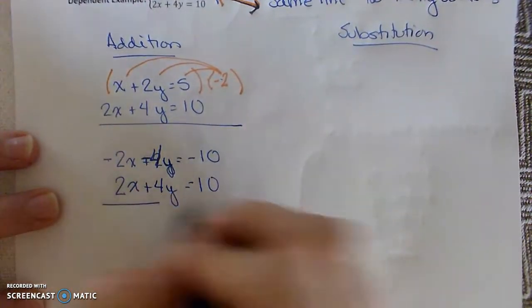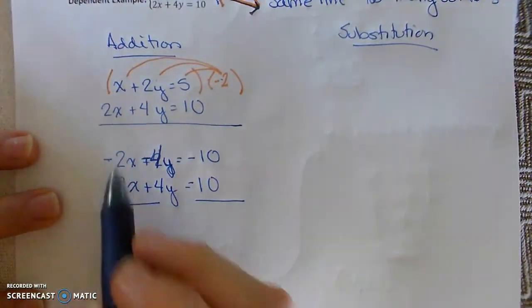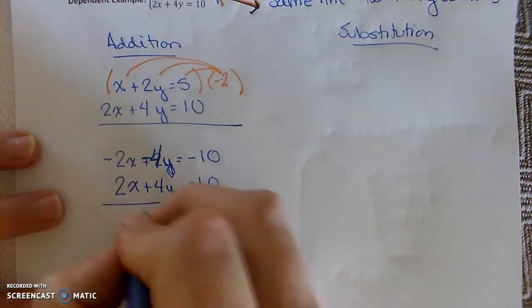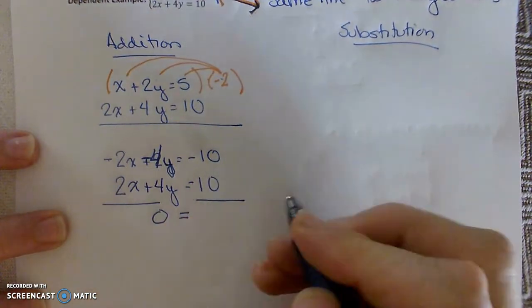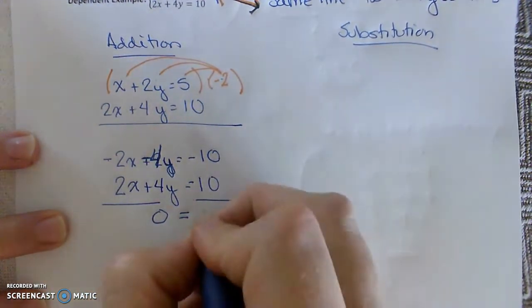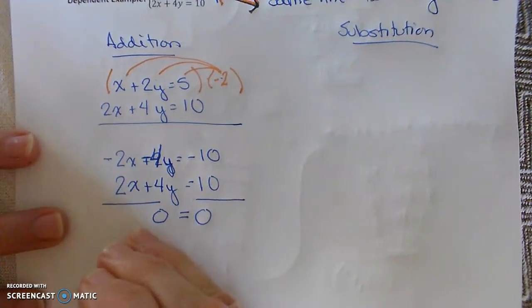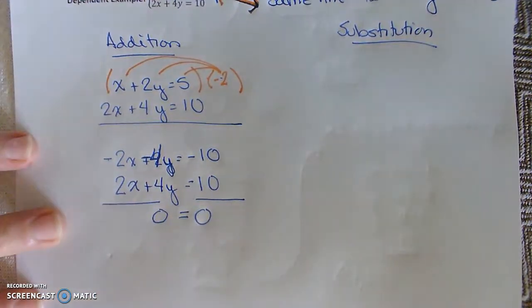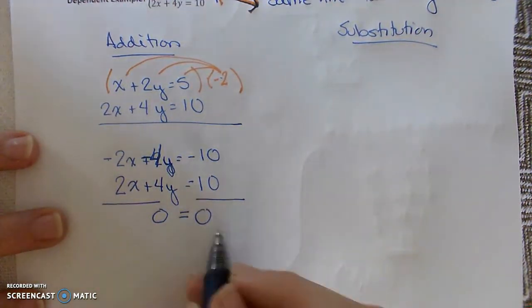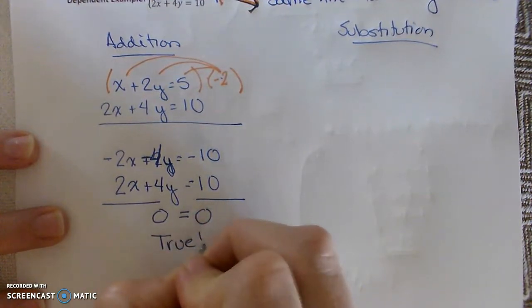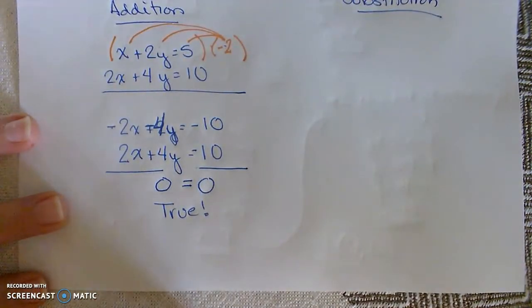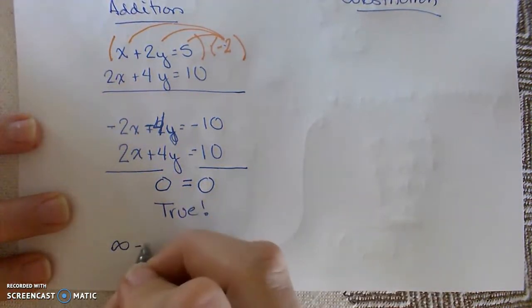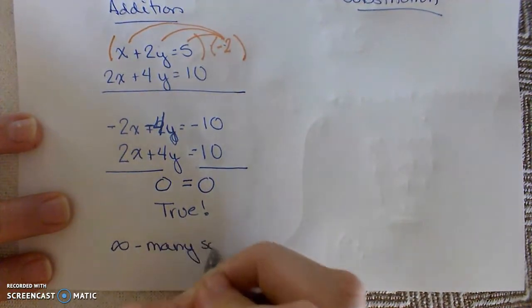So now when I go ahead and add the two equations together, negative 2x plus 2x is 0. Negative 4y plus 4y is 0. So I'll just write a 0 on this side, equals negative 10 plus 10 is also 0. So notice what happens. Add the two equations together, all the variables go away, and it leaves me with a true statement. So it doesn't matter what x and y are, this statement is always true. So in this case, we say that the system is dependent and we have infinitely many solutions.